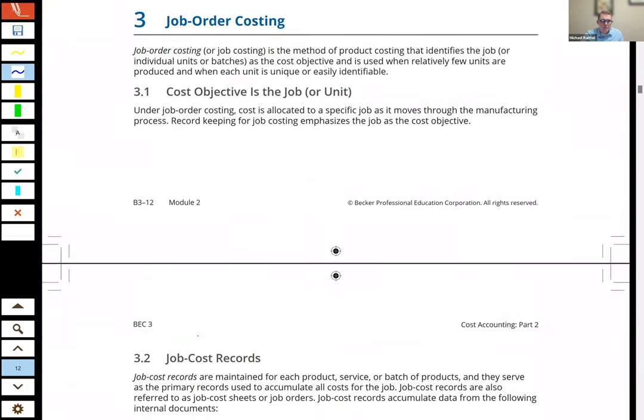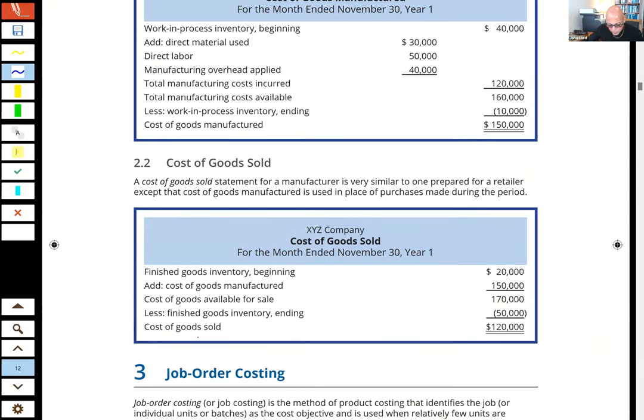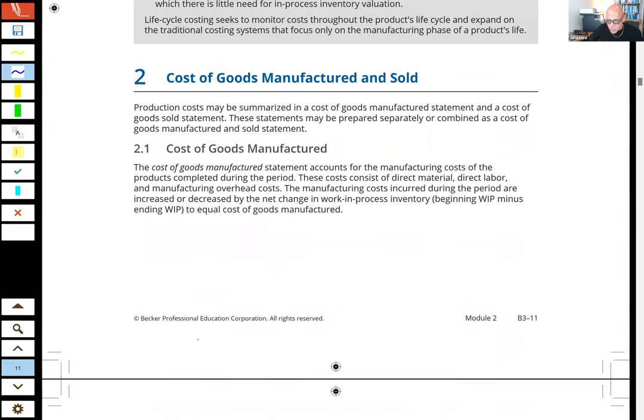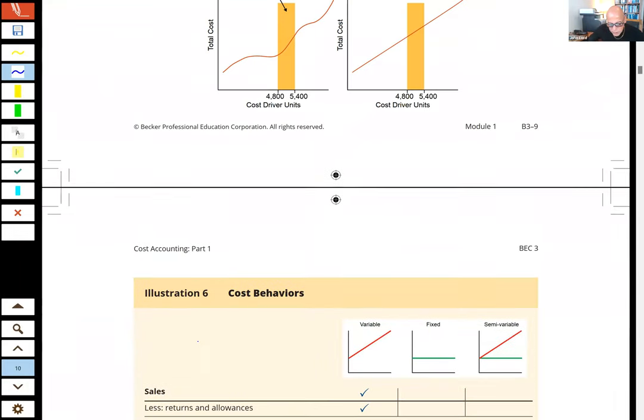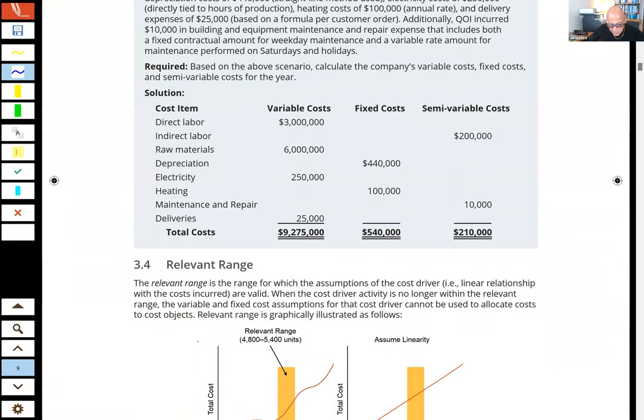Page 7. Page 7. Okay. We were living for a minute there, right, Michael? We thought we were all the way at page 15, but we're still back at page 7. All right. Okay, good.